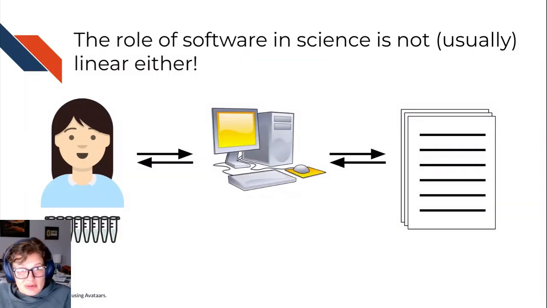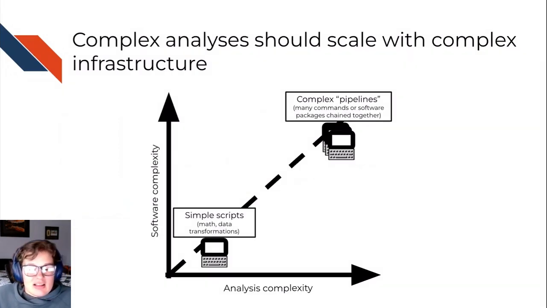So the role of software in science is usually also then not linear either, right? We don't just collect our data, write some code, and then publish a manuscript all in one swoop. Usually, again, it requires a lot of additional side quests. This also means that complex analyses need to scale with more complex infrastructure. So what do we mean by that?